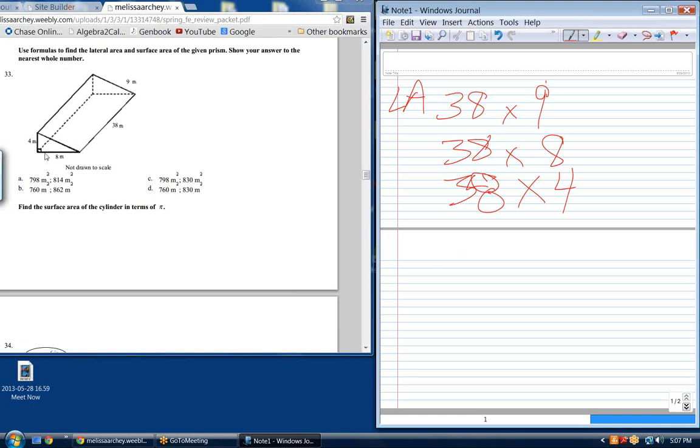What's the area of both bases? Base times height here. 8 times 4 is 32, so that's 16, plus 9 times 4 is 36. So... No, this 9 is that hypotenuse. In other words, this back triangle is the same as this front triangle. Oh, so it would be 32. Yes. Okay. So we just add 32 to 798, and we get 830. So it's got to be C.